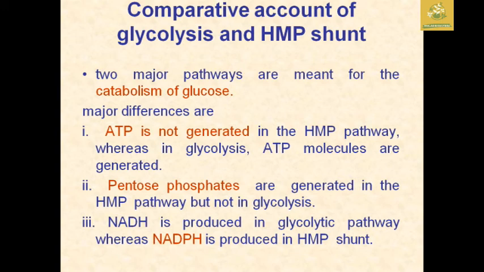So now we need to know the difference between these two pathways, glycolysis and the HMP shunt. These two major pathways are used for the major catabolism of glucose. The major differences are that ATP is not generated in the HMP pathway, while ATP is generated in the glycolysis pathway, and pentoses are generated in the HMP pathway, while they are not produced in glycolysis, and NADH is produced in the glycolytic pathway and NADPH is produced in the HMP shunt.